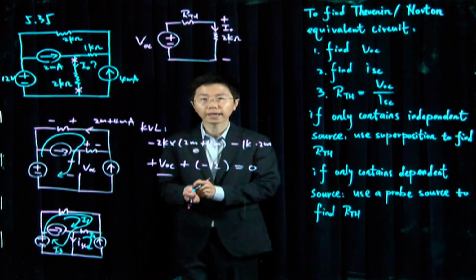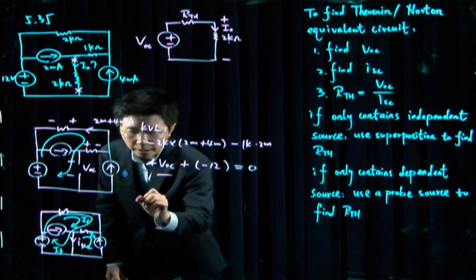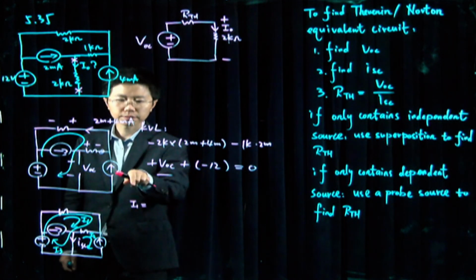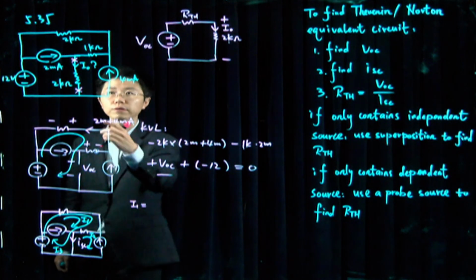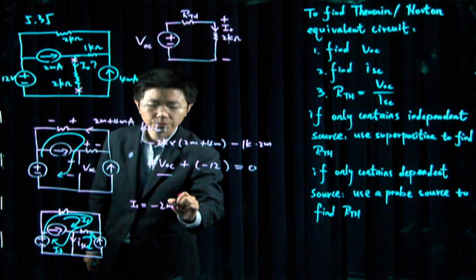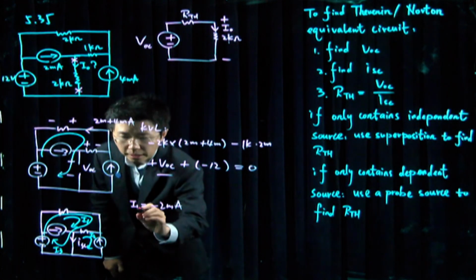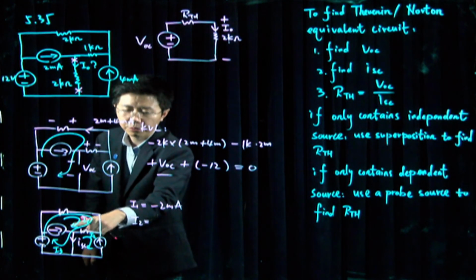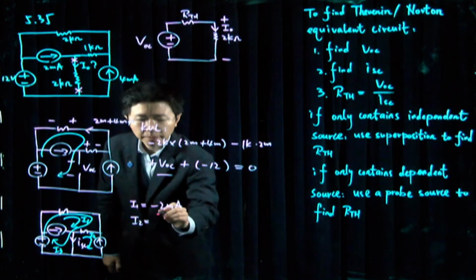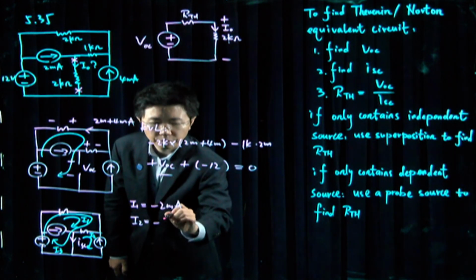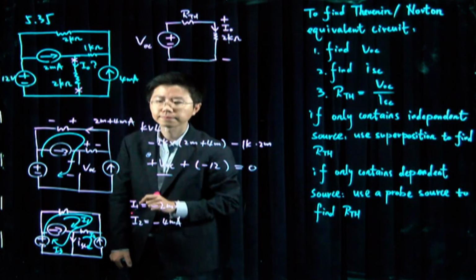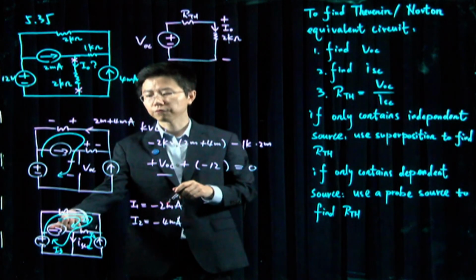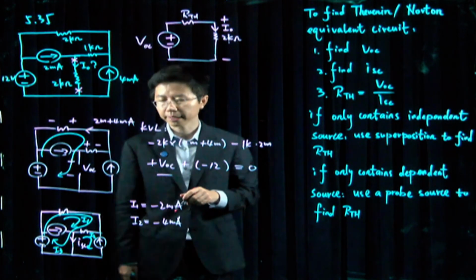In this problem, I can quickly write I1. Because of the existence of this current source, and I1's direction being opposite to the direction of the current source, I1 is -2 milliamp. Similarly, I can write my I2 fairly easily. So I2 is this one. My reference direction is opposite to my current source, so my I2 is -4 milliamp. For the last one, I need to write a Kirchhoff voltage law across my loop number 3 here.